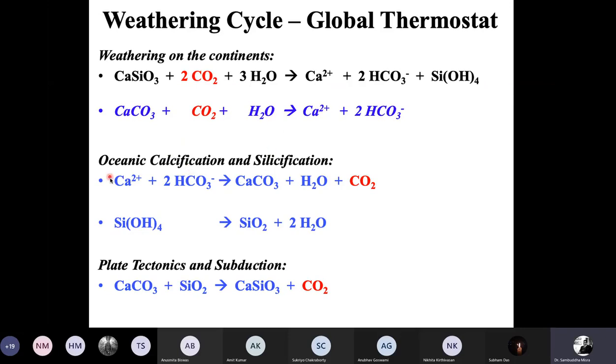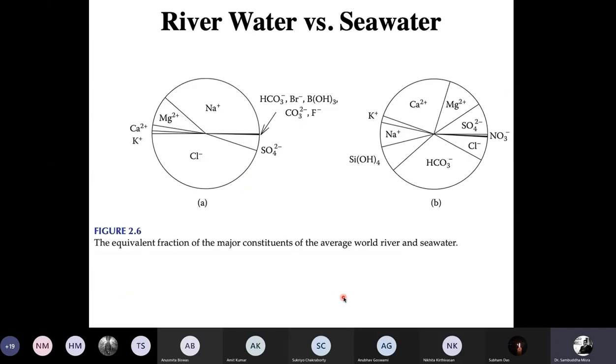Within the ocean, biology takes over. They form the shells of calcium carbonate and silicon dioxide, and the subduction takes care of it. In the entire process, CO2 is consumed on the surface, CO2 is produced during calcium carbonate formation, and then again during subduction. So there's a constant cycling of carbon dioxide from the mantle to the surface, from the surface to the ocean, from the ocean back to the mantle, and then mantle to the surface. Please keep that in mind.